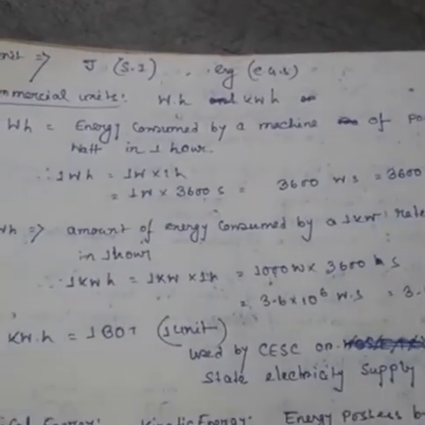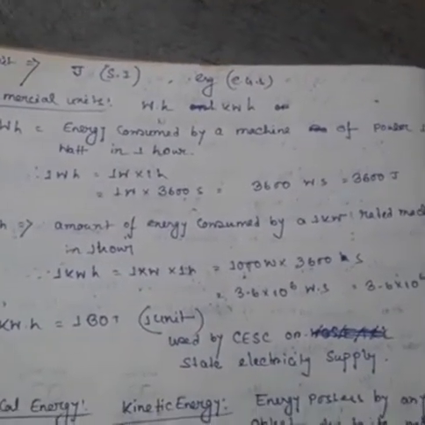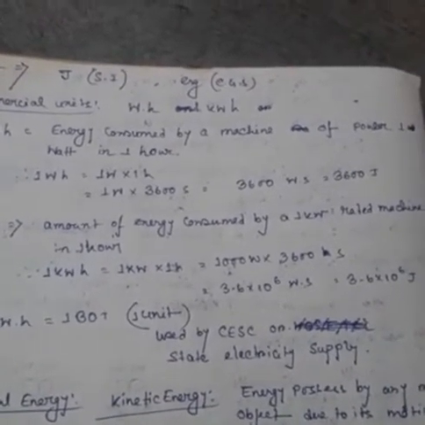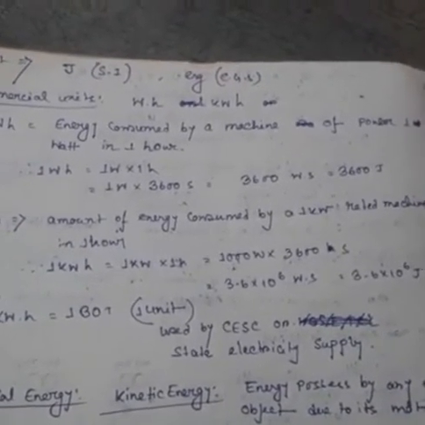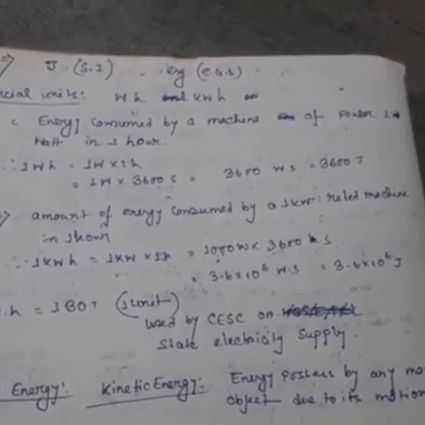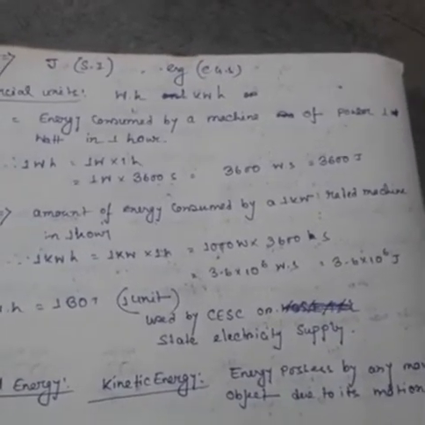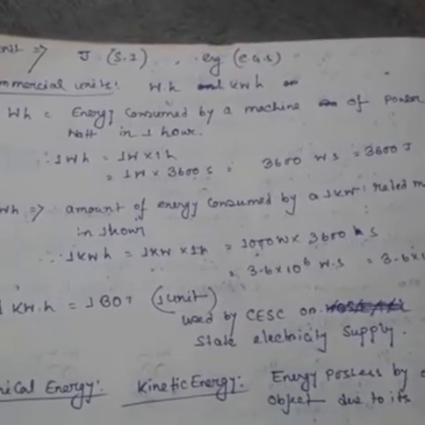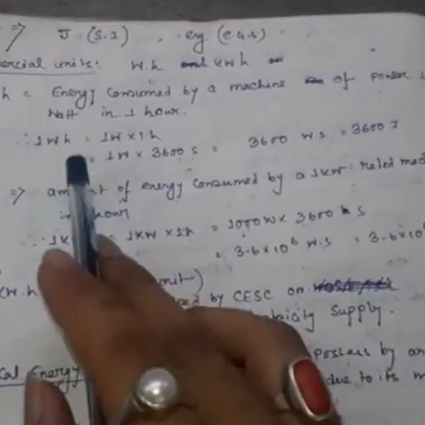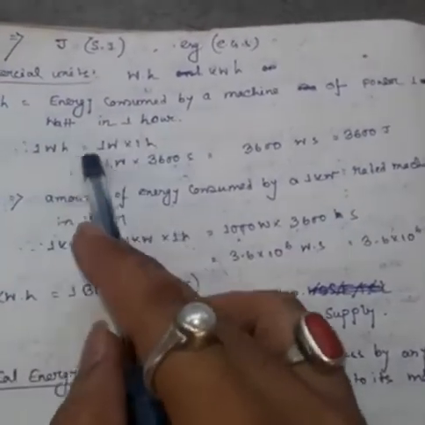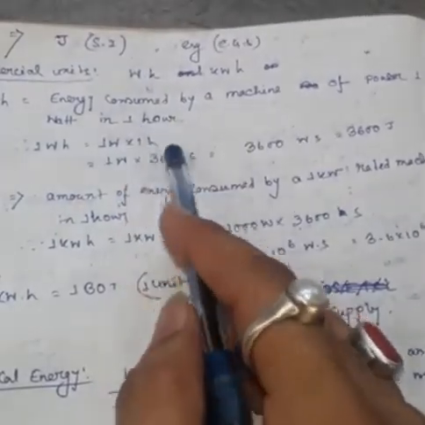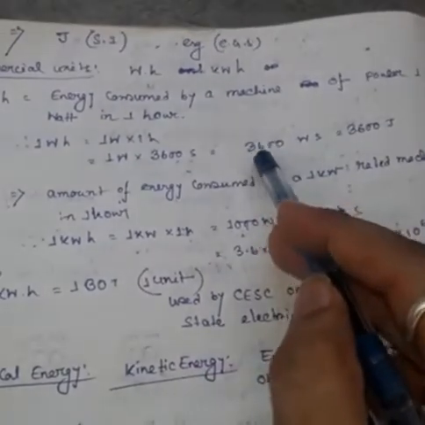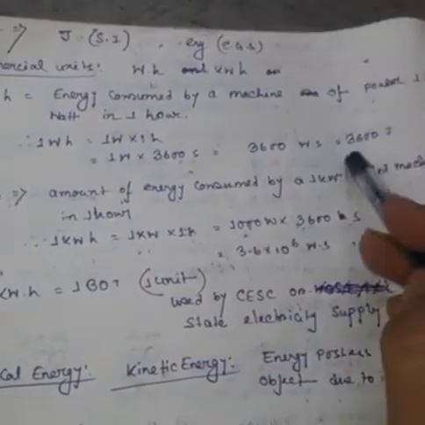1 watt hour energy is the amount of energy consumed by a machine that is rated with 1 watt. That means a machine that has the power of 1 watt, when it runs for 1 hour, the amount of energy that it consumes is the 1 watt hour energy. From the equation we can write 1 watt hour: 1 watt is the power and time is 1 hour, and 1 hour is 3600 seconds. On multiplying these two, that will be 3600 watt second, and it is 3600 joule.